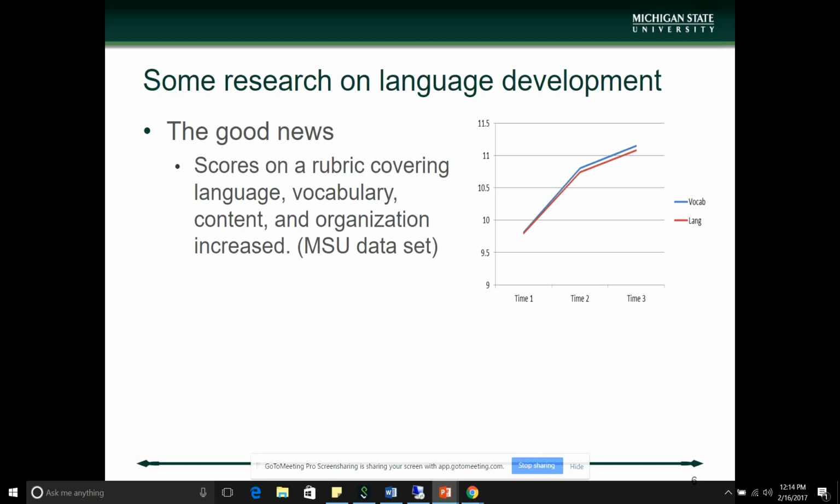And so if we just look at the vocabulary and the language rubrics, we did see an improvement. Students also were able to write more in a certain amount of time, in both data sets. So both the Journal of Second Language Writing data set and then the second data set that we used.